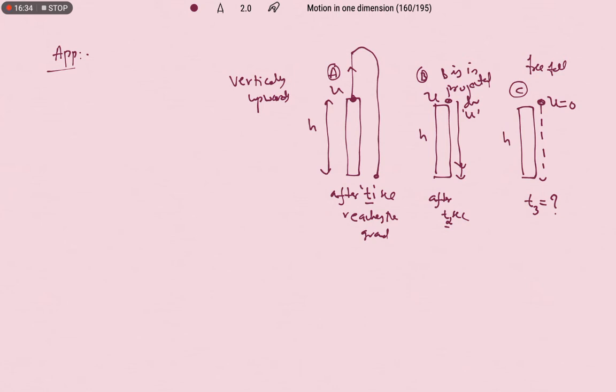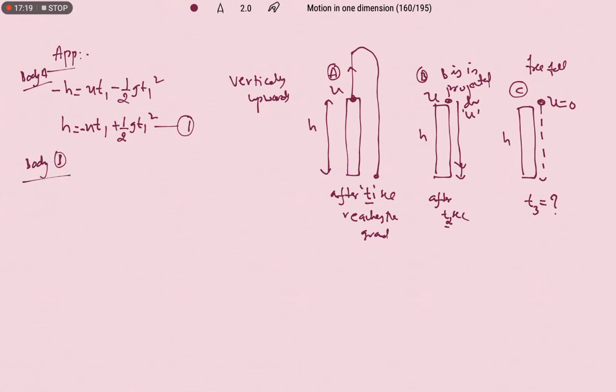So for the first body I am going to apply the second equation of motion. So how can we apply? We take h as negative: minus h is equal to ut1 minus half gt1 square. So we can rewrite this as h is equal to minus ut1 plus half gt1 square. The sign conventions were already explained in the last class. Try to understand that, and you can apply it here. This is for body A.